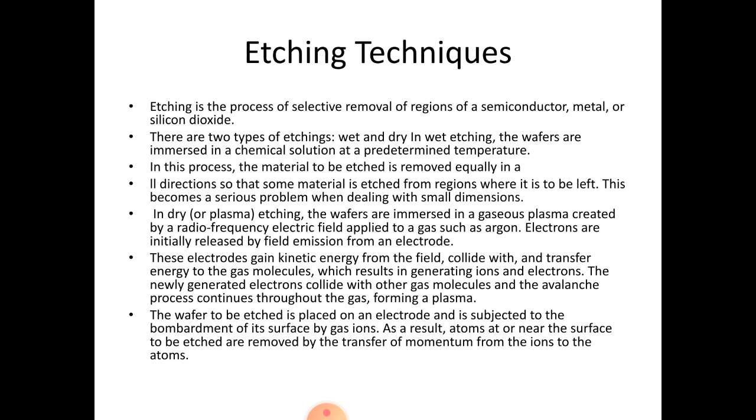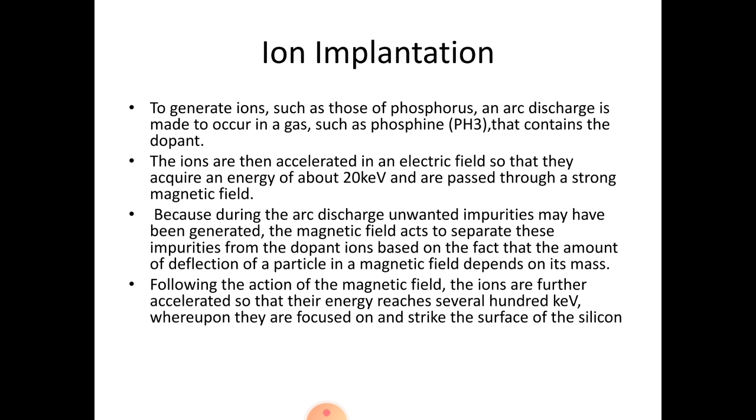The wafer to be etched is placed on an electrode and is subjected to the bombardment of its surface by the gas ions. As a result, atoms at or near the surface are etched or removed by the transfer of momentum from the ions to the atoms. The next is ion implantation.